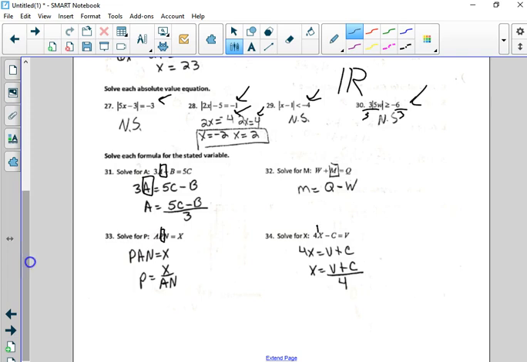Similar to number 31, add C first. This time it's C instead of B, and we're adding instead of subtracting, and then divide by 4. So 34 and 31 are very close to each other.